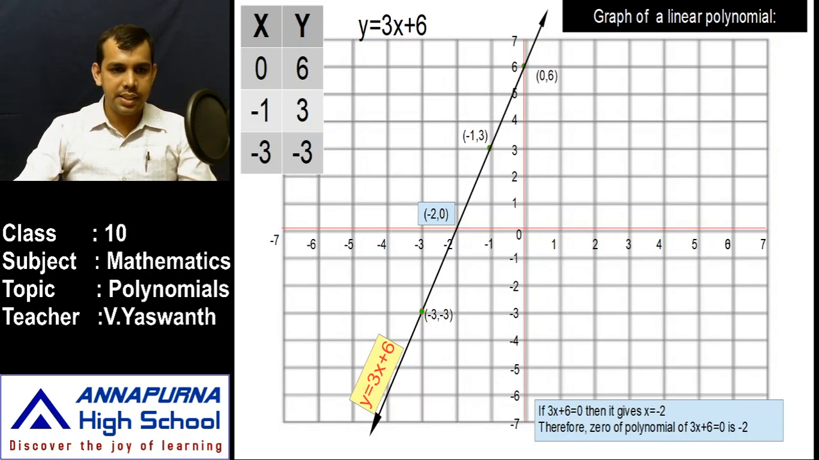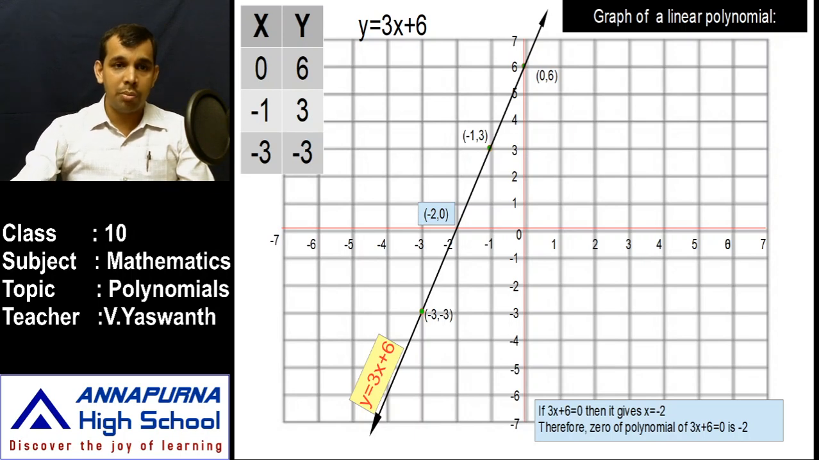The straight line intersects the x-axis at minus 2 comma 0. The x coordinate of that point is minus 2. And here we will remember one most important point, that is, the graph of a linear polynomial is a straight line. So this straight line intersects the x-axis at exactly one point. In case it does not intersect, if you extend that straight line, it must intersect. That means every linear polynomial has exactly one zero value.